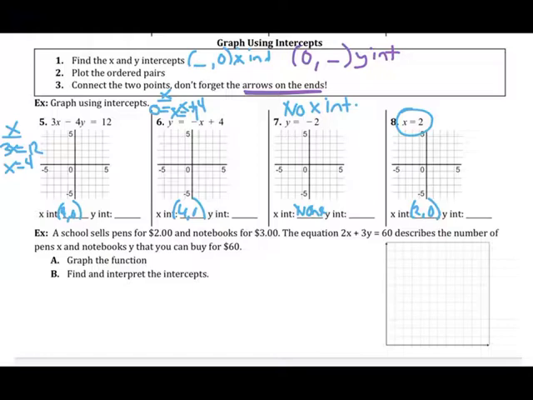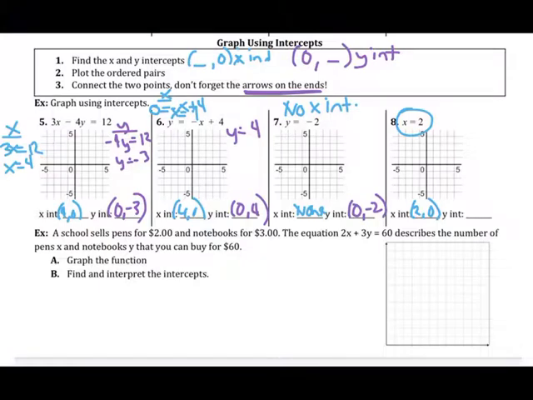Now let's go back and find all the y-intercepts. So now we're saying what happens when x is equal to 0. Well, here we would have negative 4y equals 12, which would mean that y is negative 3. So the y-intercept would be the point (0, -3). Here, we would have y equals 4, or y equals 0 plus 4. So (0, 4) would be our y-intercept. Here, y is always negative 2, so that means that our y-intercept happens at (0, -2). Here, x is always 2, so there is no y-intercept.